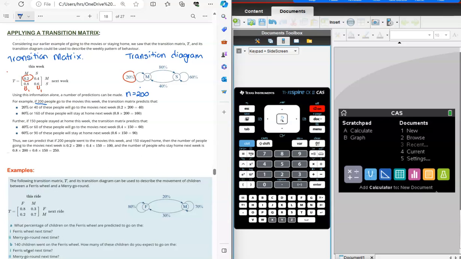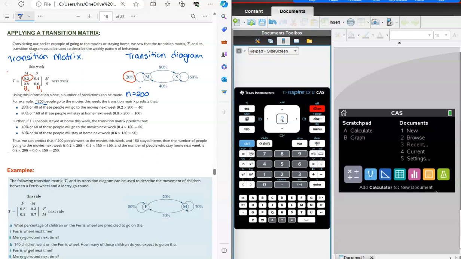So when they say there's 40 people at the movies, we can see that 20% will go to the movies again. So you do 20% times 200 equals 40, and that's how they got it. When they say 80% of the people will go from the movies to staying at home, that ends up being 160.